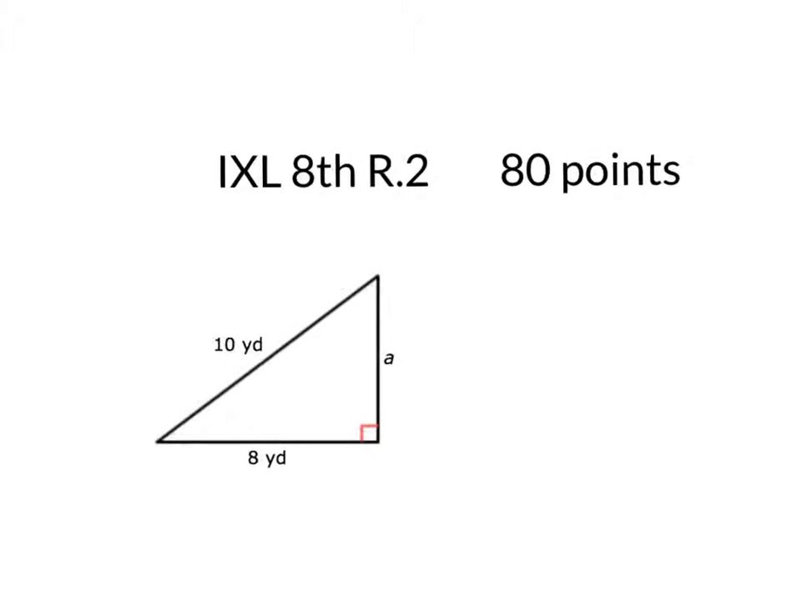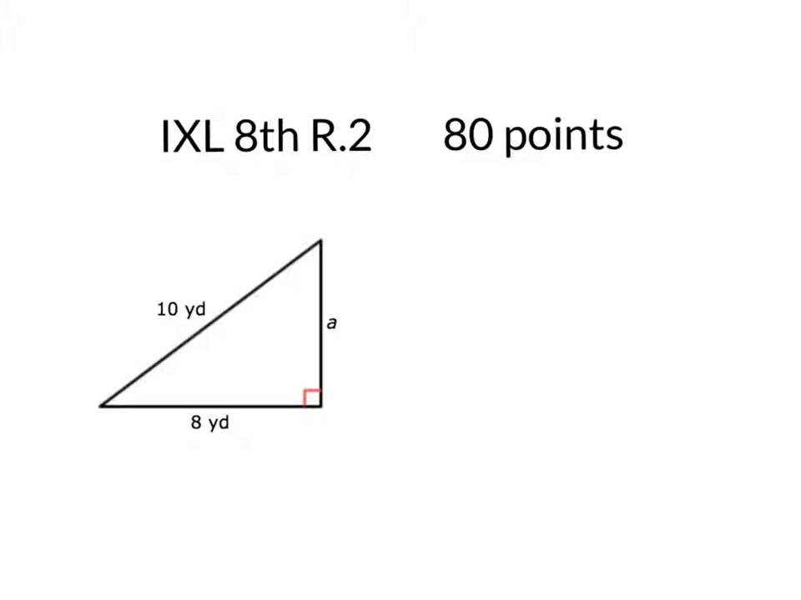After you finish this worksheet and turn it in, you're going to be doing some IXL practice using the Pythagorean theorem to find the missing leg. It's going to be IXL 8th R2. You want to score at least 80 points if you can.